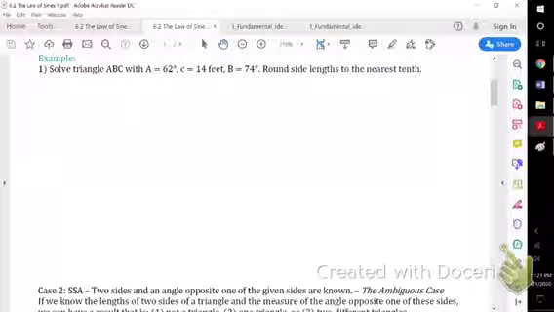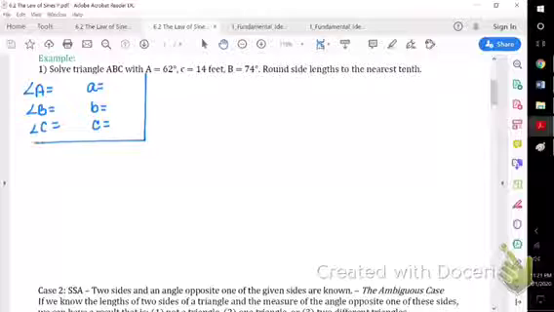Alright, so the first thing I'm going to do here is set up my little answer box. It wants me to solve the triangle, so I need all 3 angles and all 3 sides. And I know that once I have this filled in, I'm finished. So that's my answer box. Alright, so I'm going to plug in what they told us. Angle A is 62 degrees, angle B is 74 degrees, and side C is 14 feet.